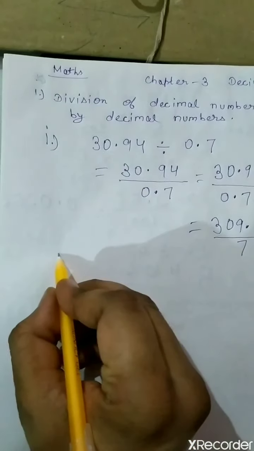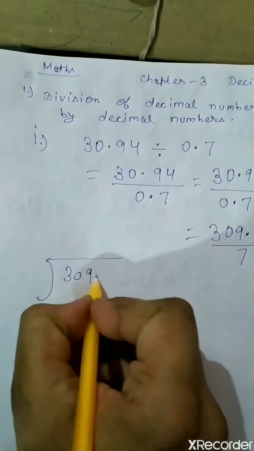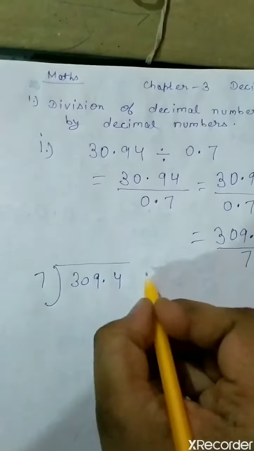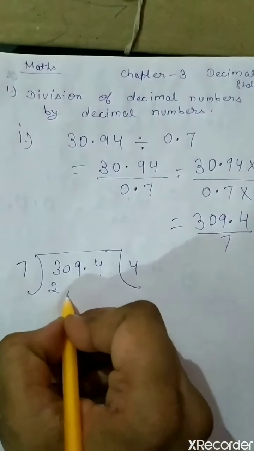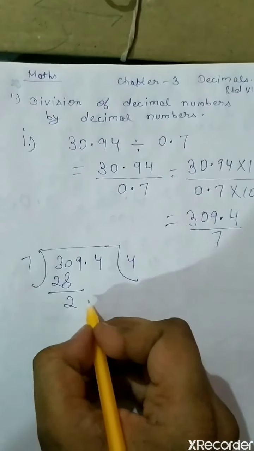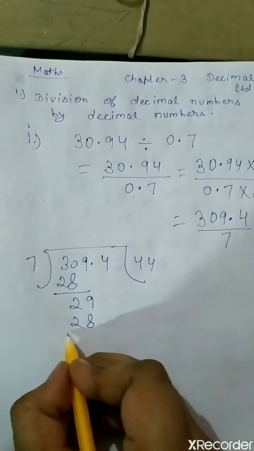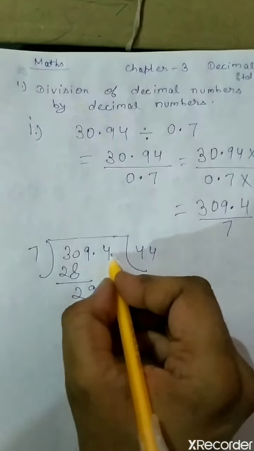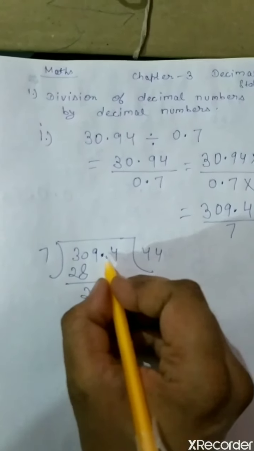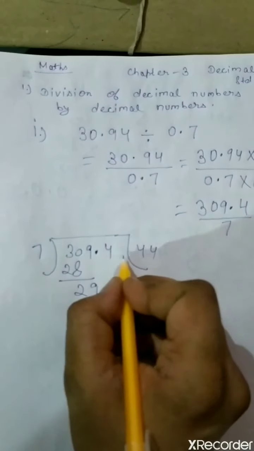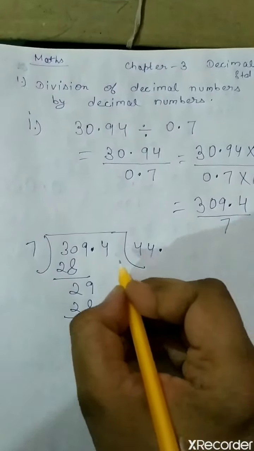So we can divide here to get this answer. The number is 309.4 divided by 7. So this will come 7 into 4 times 28. After that, this division you can do easily. 9 comes from upside, again 4, 28. Now the digit 4 will come downside, and it is a digit written after the decimal point. So first you have to put the decimal point here, then this 4 will come downside.